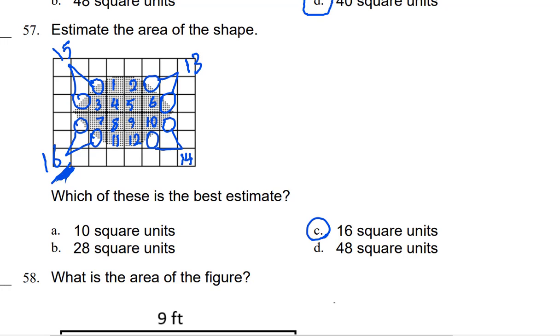Okay, thank you, my hero. Great work. And my heroes, this is an estimate. So this is not the exact area. We're trying to find a number near to the exact area. Okay, let's move down.